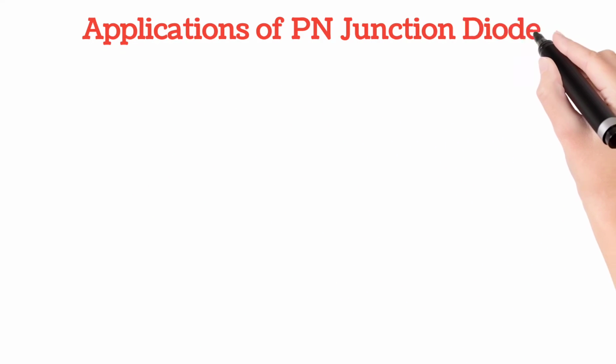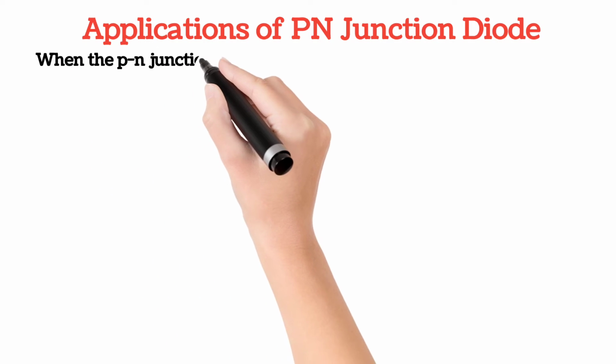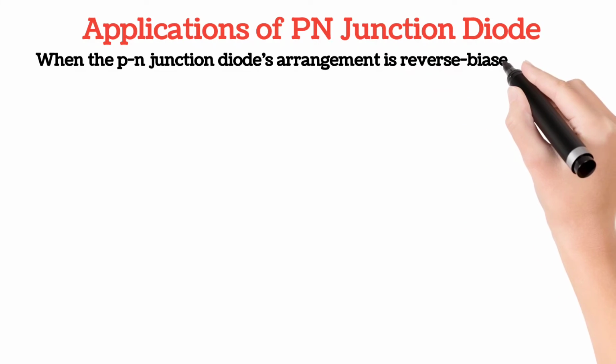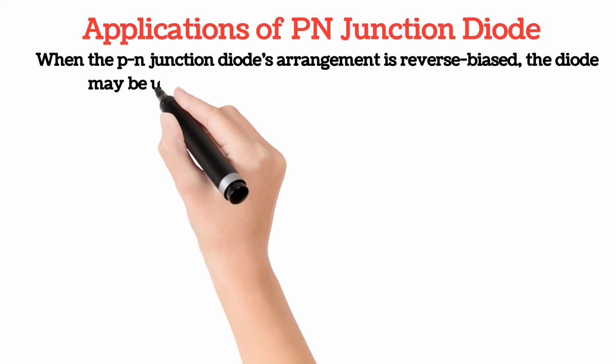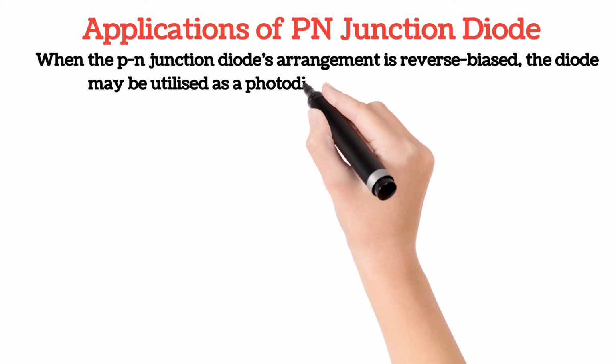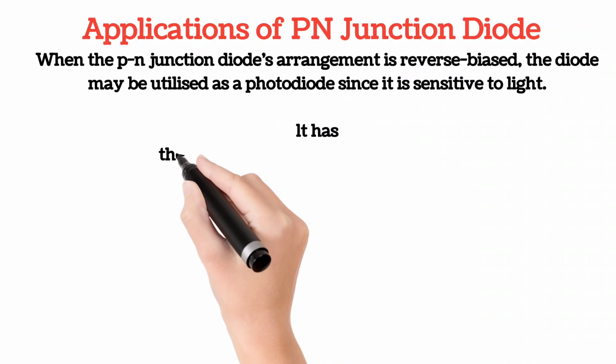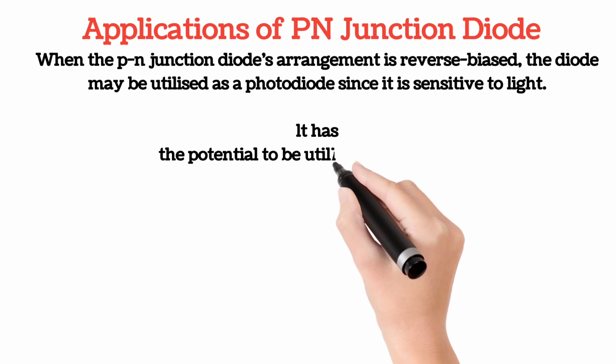Applications of P-N junction diode. When the P-N junction diode's arrangement is reverse biased, the diode may be utilized as a photodiode since it is sensitive to light. It has the potential to be utilized as a solar cell.